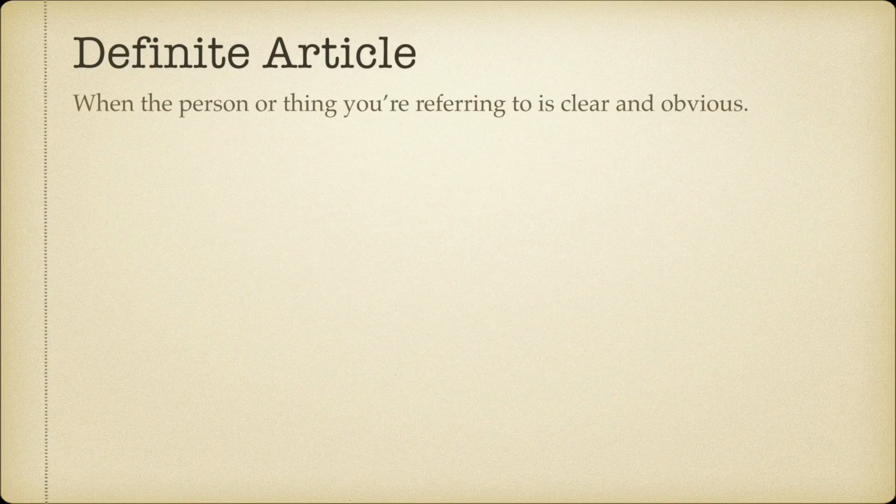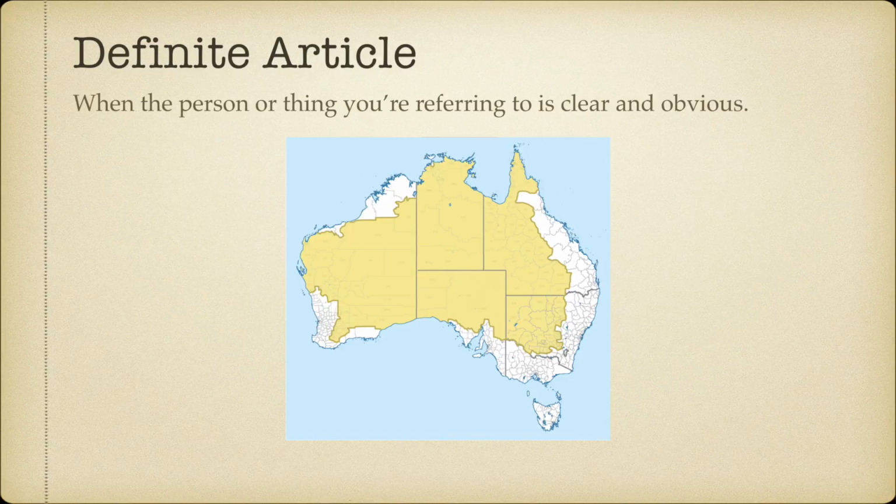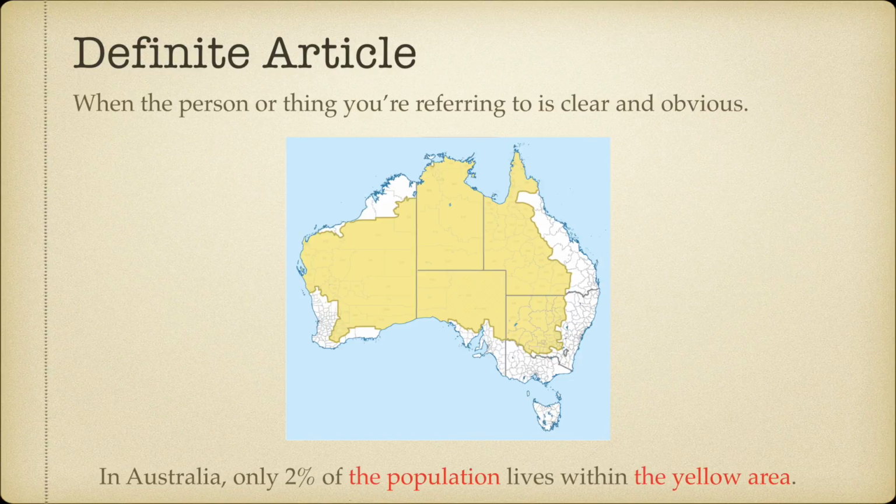When the person or thing you're referring to is clear and obvious. In Australia, only 2% of the population lives within the yellow area. It's obvious the population we're talking about is the Australian population. So not the American population, not the world population, just the Australian population. It's also obvious what the yellow area is. It's the yellow area on the map.